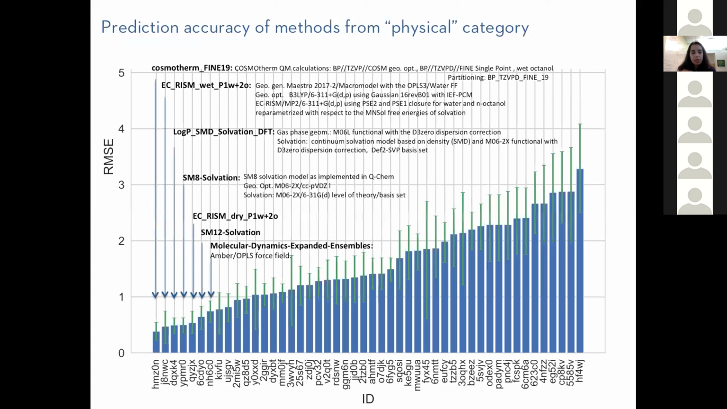If you look at the spread of root mean square error for physical methods, some QM-based methods are top performing ones. And you can see here the physical method based on molecular mechanics that has the minimal root mean square error is the molecular dynamics expanded ensembles method. It used the Amber OPLS force field.